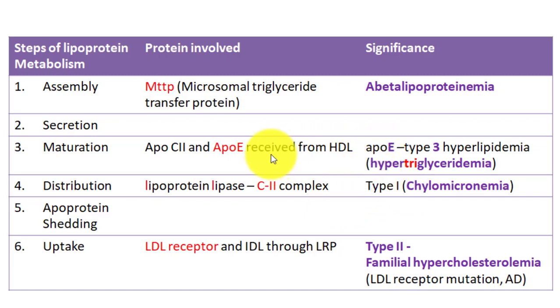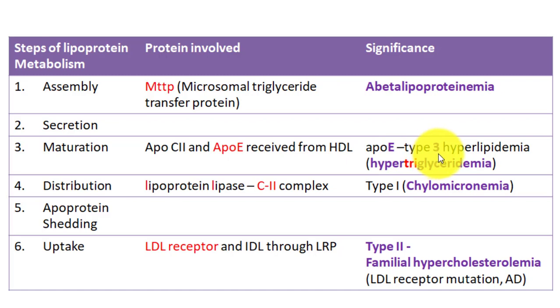Type 1 is there, then type 3 is because of apoE. Defective apoE will cause hypertriglyceridemia. apoE means type 3. So you can see this E is very similar to 3. So apoE means type 3. So this is a funny correlation, but it will help you.